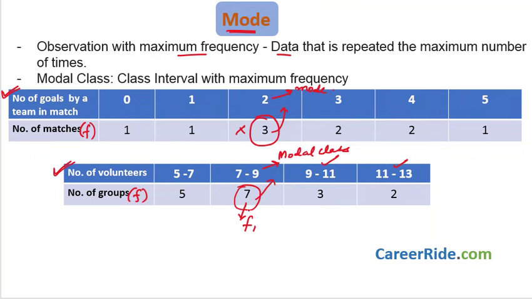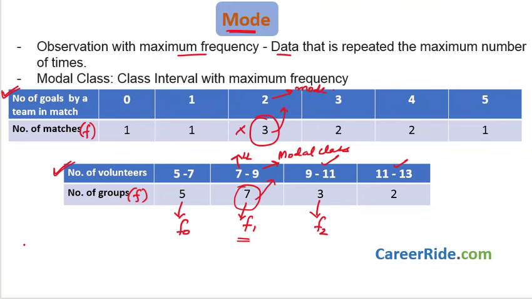The frequency in its previous class is denoted by F0 and the frequency in its next class is denoted by F2. These are the frequencies. What is the lower limit of this class which has the frequency F1? The lower limit of this modal class is 7.